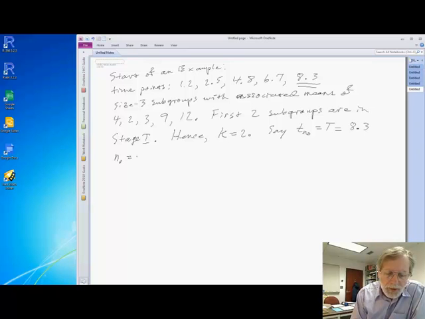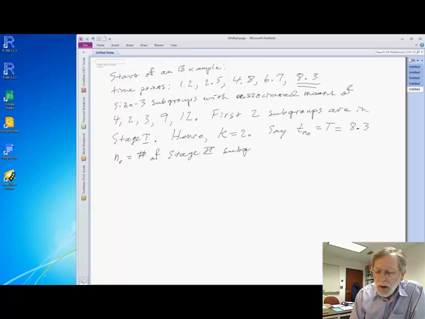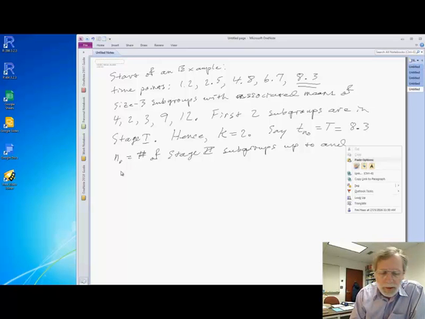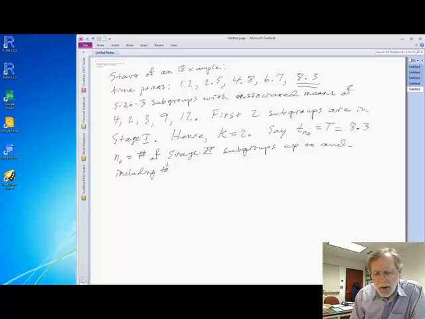What's this n naught business? Well, n naught equals the number of stage 2 subgroups up to and including the subgroup that gave signal.